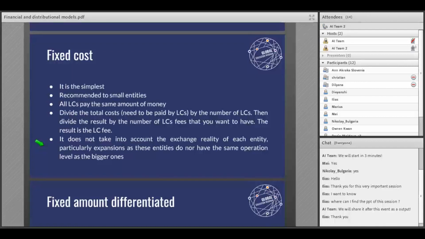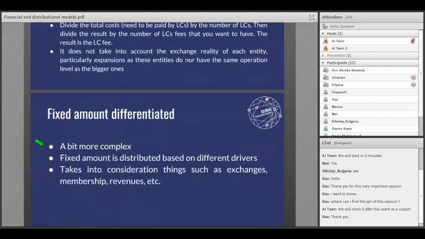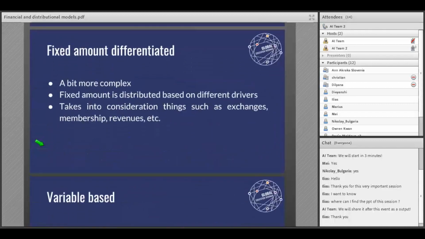Next, for all LCs, you divide the total cost by the number of LCs, which I explained earlier, then divide the result by the number of LC fees that you want to have. It does not take into account exchange reality, particularly that expansions of these entities do not have the same operation level as the bigger ones. So this is most recommended for the younger entities.